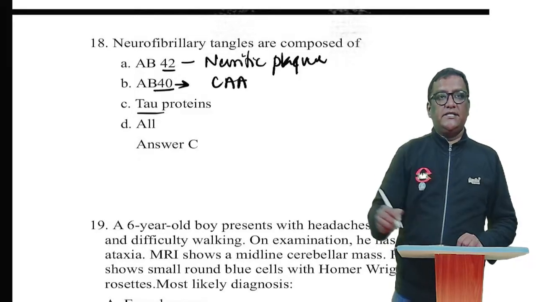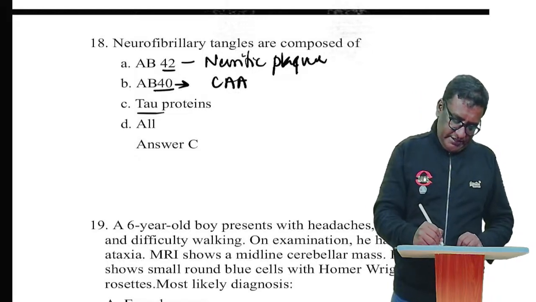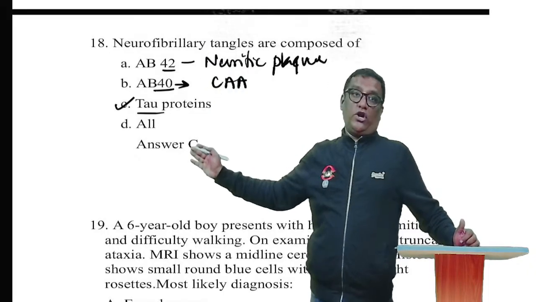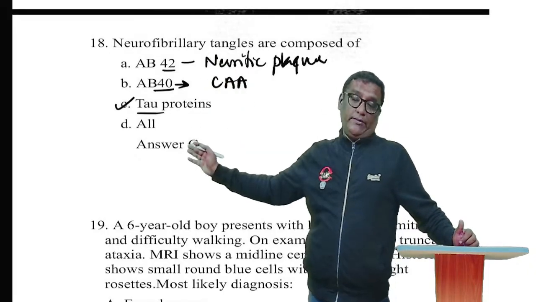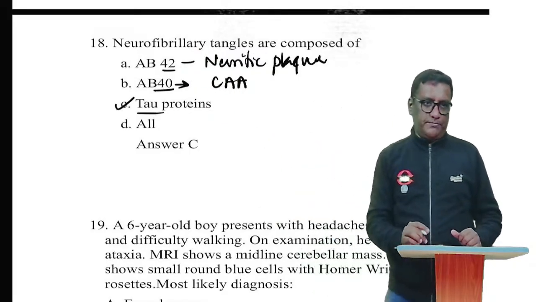What is CAA? Cerebral amyloid angiopathy. That is A beta. Tau protein, yes, that is your NFT. So in Alzheimer's, what is deposited? All are deposited. But neurofibrillary tangles, NFTs, are made up of tau proteins. Right?